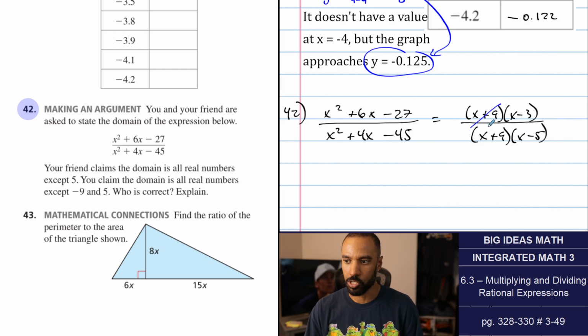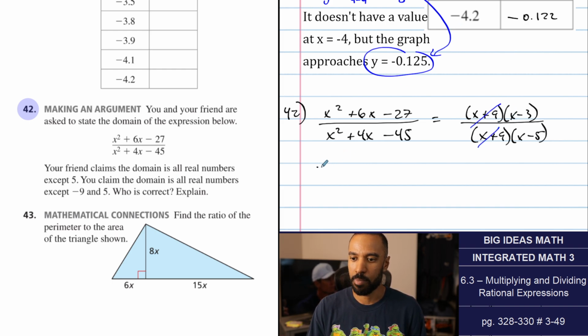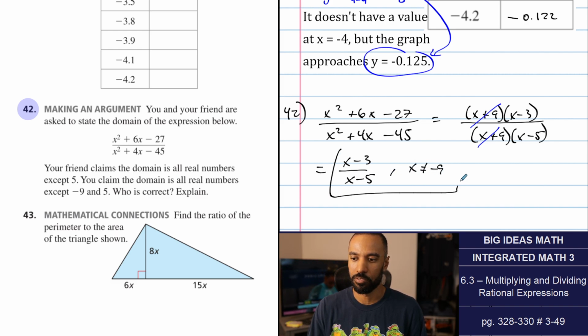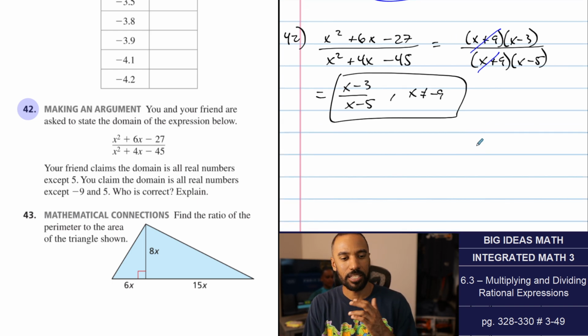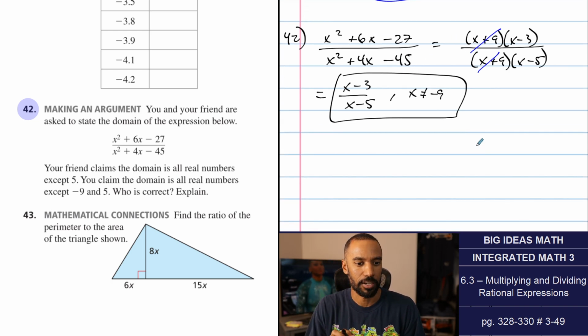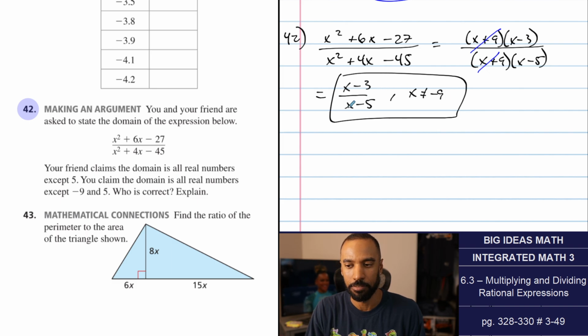Now the x plus 9s cancel, so you're left with x minus 3 over x minus 5, and what we would have written before was x can't equal -9, and we would have just been done like that, right? But that doesn't answer the question. This says your friend claims the domain is all real numbers except 5. They're probably talking about that because you can't divide by 0.